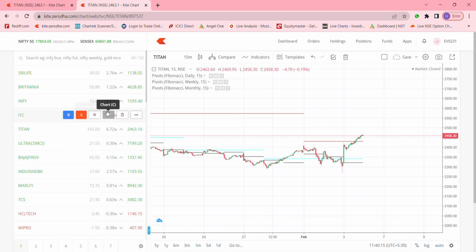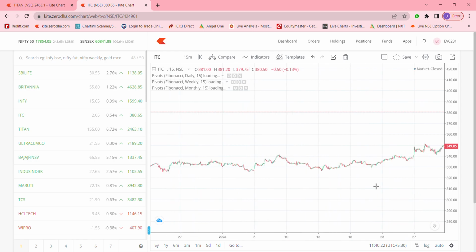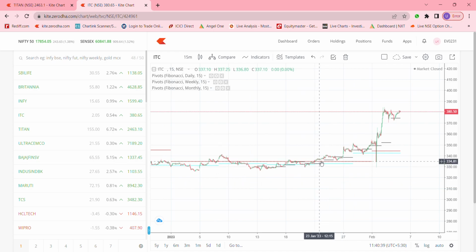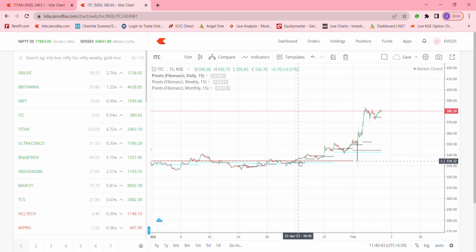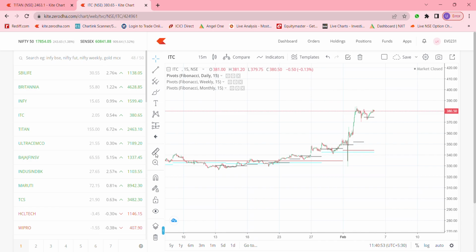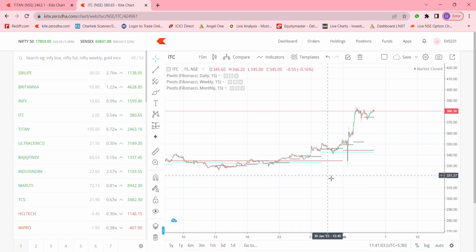For recent examples, according to me, the best example is ITC. See, in ITC we can find that ITC was around all these three pivot points in the recent period from 2nd January to 23rd January. When it crossed all these three pivots, we can see there was a good rise in the price. You can see here 14.82, almost a 15% upward move when it crossed the monthly pivot.